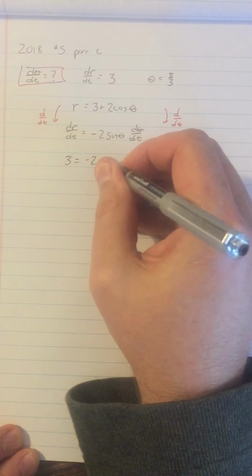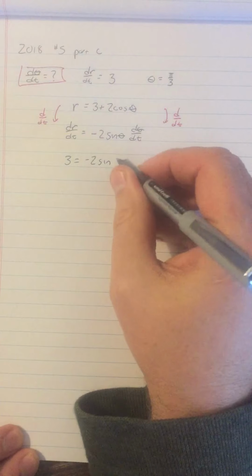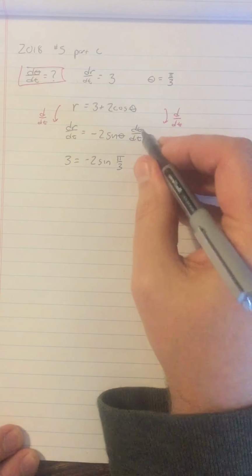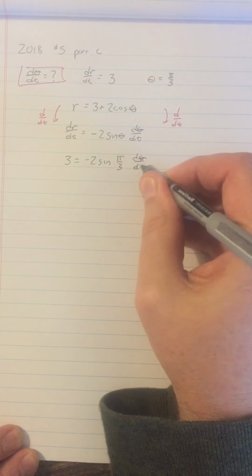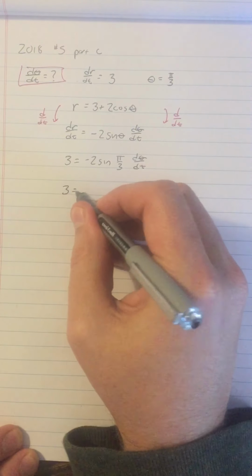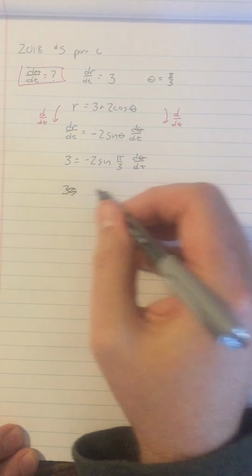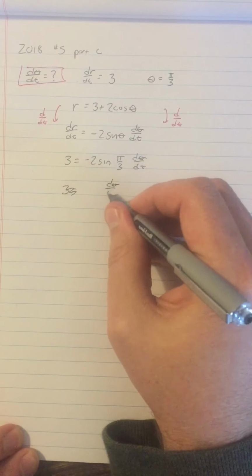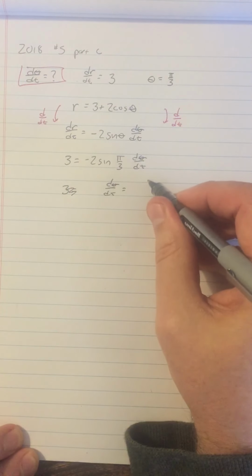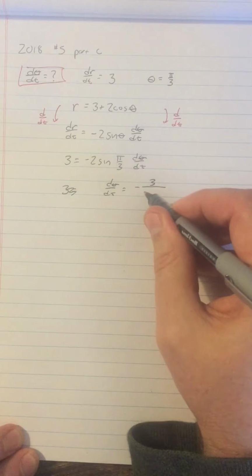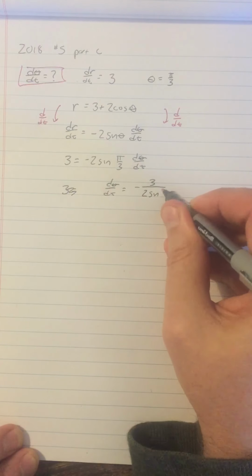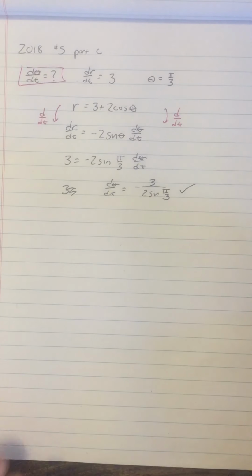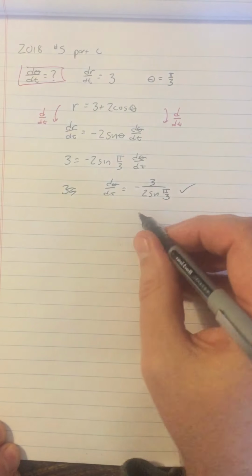So dr dt is given as 3. Equals negative 2 sine of my theta, which is pi over 3, sine of pi over 3. d theta dt is what I'm solving for, so I'm just going to leave it there. So 3 equals, I guess I could do this. You could just right away say d theta dt equals 3 over, let me put the negative outside, 2 sine of pi over 3, and not simplify it at all. Just, as a safety check, you could do that. But by the way, if you simplify that, it turns out to be negative square root 3.